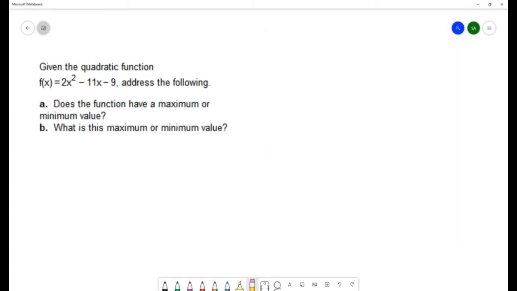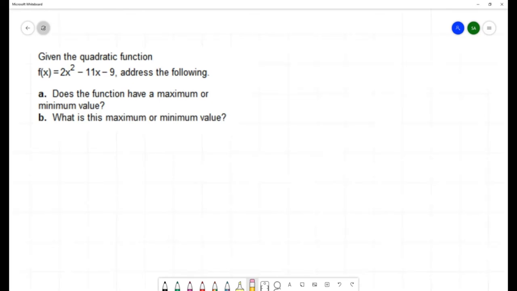So given the quadratic function, f of x equals 2x squared minus 11x minus 9, we want to address the following. Does the function have a maximum or minimum value? And what is that maximum or minimum value?